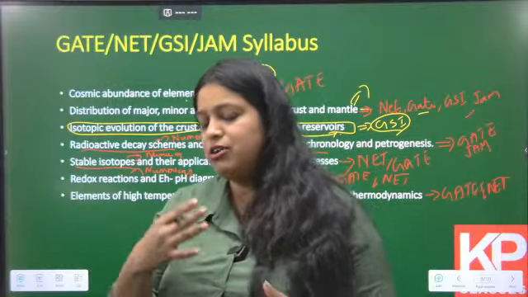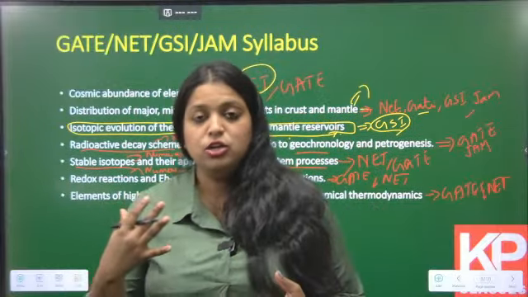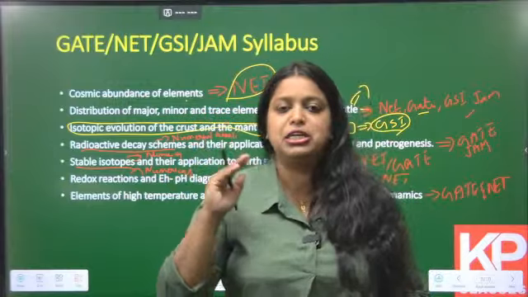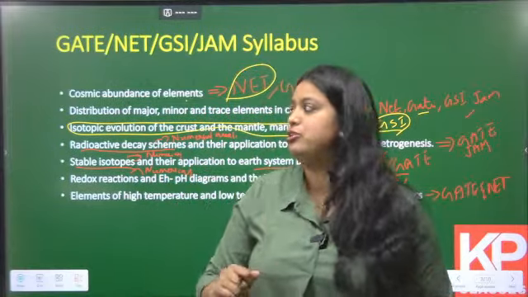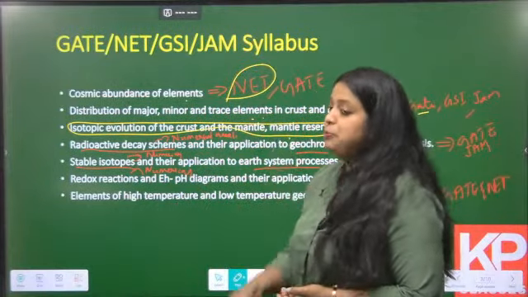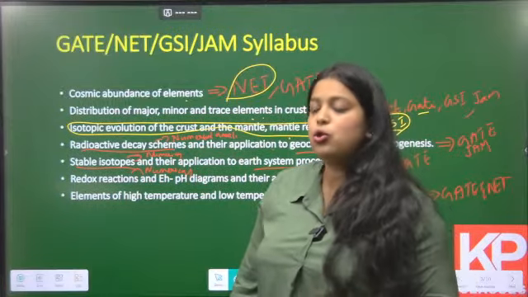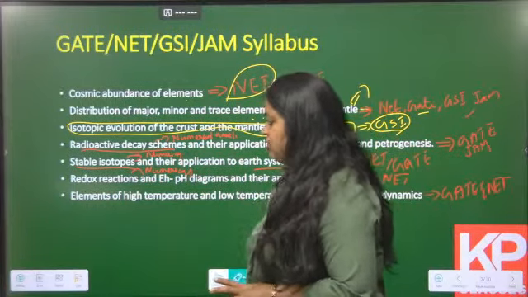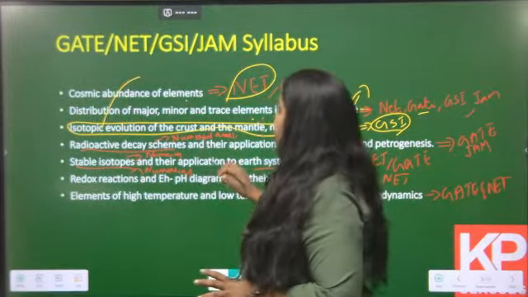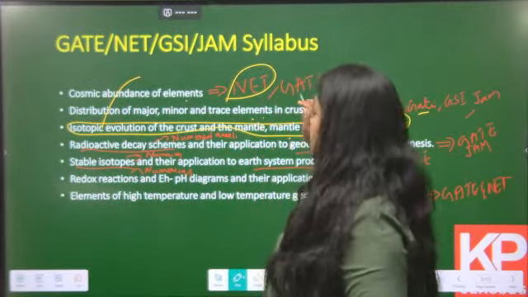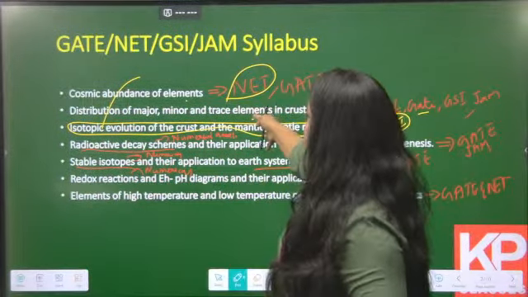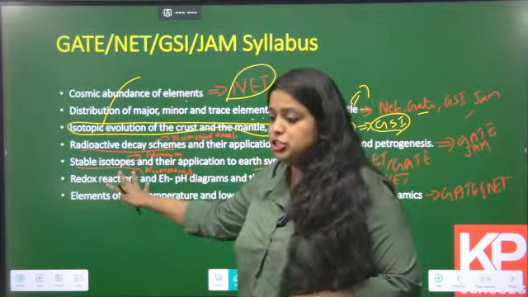So you have to have a detailed idea about compatible, incompatible, partition coefficient and bulk distribution coefficient, which is explained in the second chapter. So the entire syllabus of the GATE, NET, JAM and GSI part of geochemistry is mentioned over here.